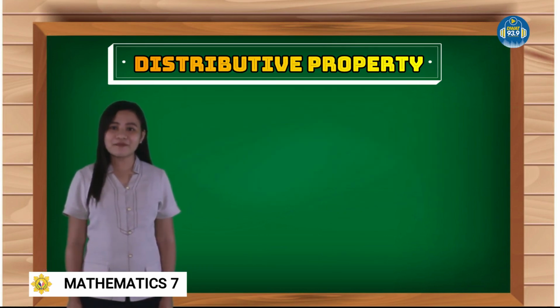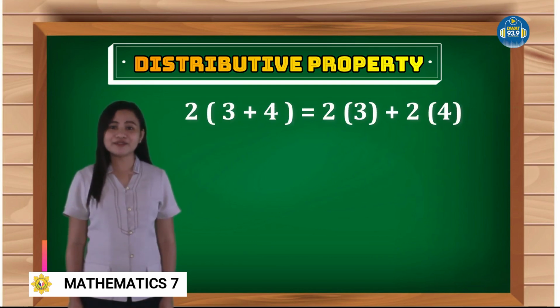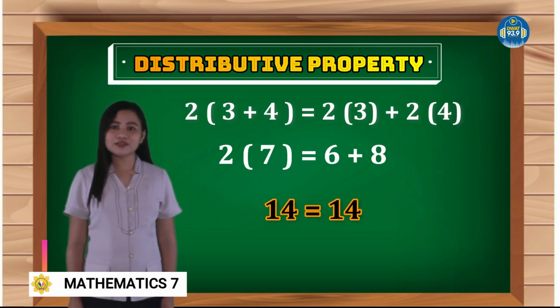Here are some examples. For number 1, 2 times the quantity 3 plus 4 is equal to 2 times 3 plus 2 times 4. Notice that 2 is multiplied distributively to both addends and the obtained products were added. If we check, we have 2 times the quantity of 3 plus 4 is equal to 2 times 3 plus 2 times 4. 2 times 7 is equal to 6 plus 8. 14 is equal to 14.